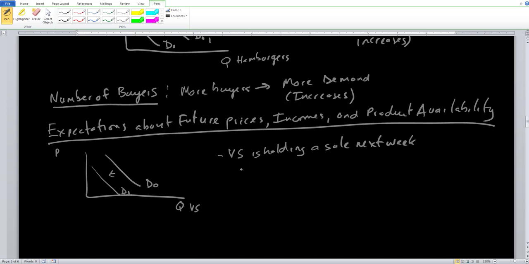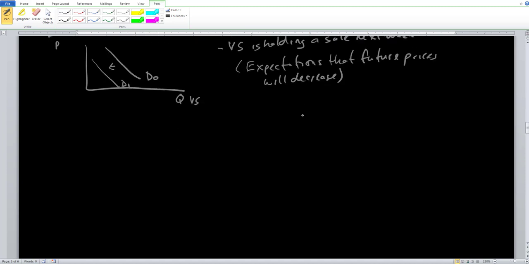So this is the specific shock. Once again, this is the general one. Expectations that future prices will decrease. So here, anytime you expect future prices to decrease, that means your demand is also going to decrease as well. And then we can hit the sort of next two futures into one graph. So future incomes and future product availability.